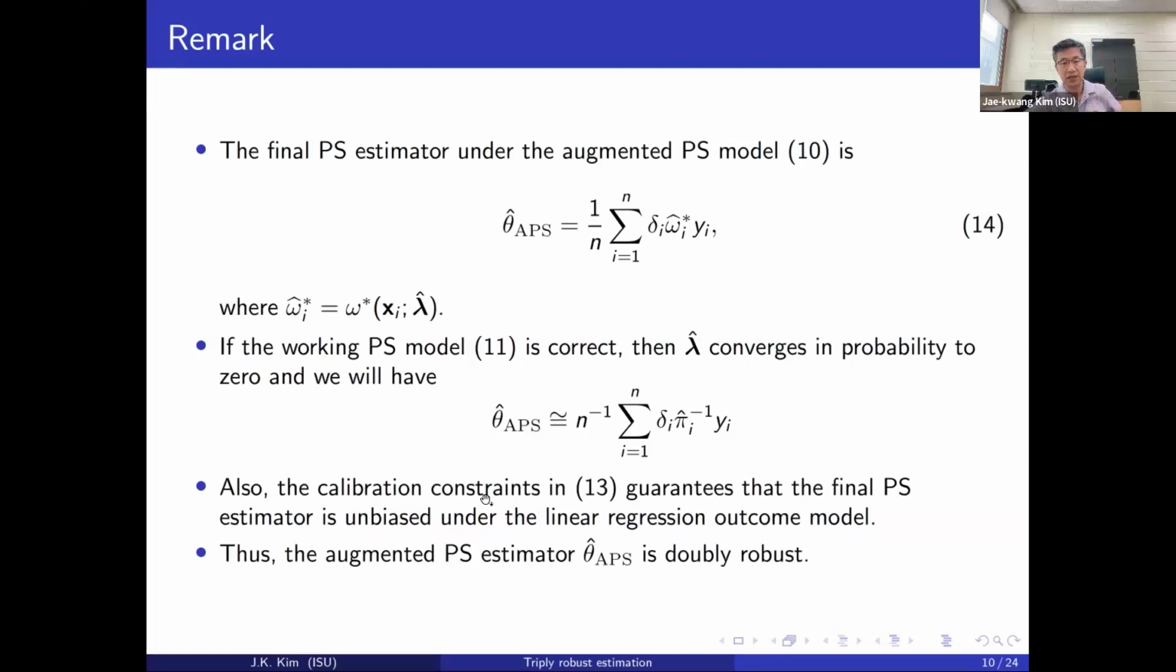By imposing the calibration constraint, it guarantees that the final PS estimator is unbiased under the linear outcome regression model. So if the PS model is correct, then this estimator is asymptotically equivalent to the initial working model estimator, which is consistent because the PS model is correct already. Now if the outcome regression model is correct, then it is still consistent because the covariate balancing property holds, right? So that means the augmented PS estimator is doubly robust.